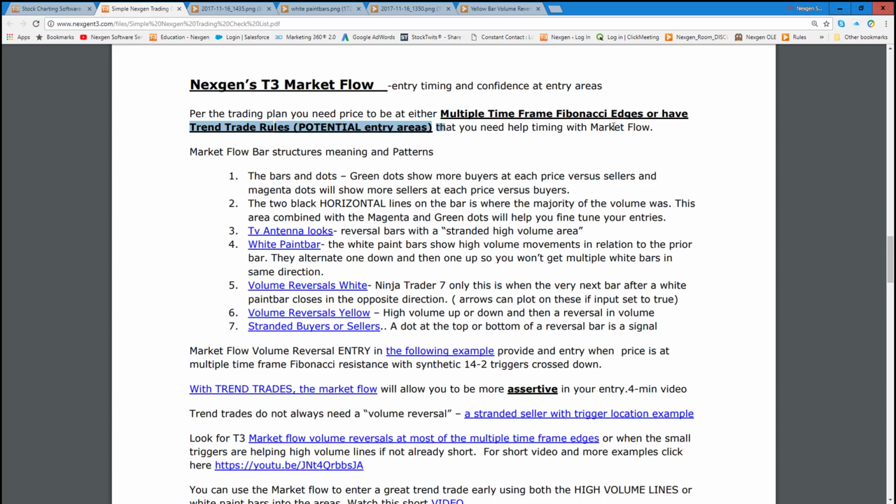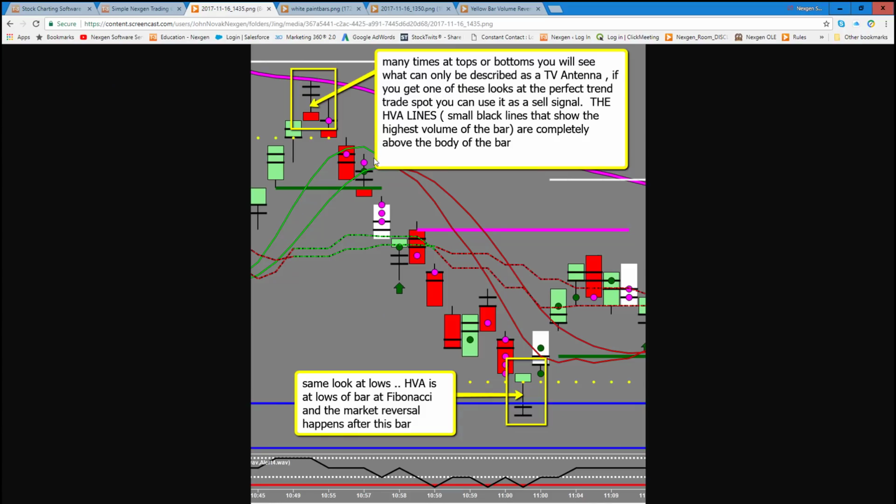And then what we'll do is we're going to look at our market flow. Now, there's a couple of different patterns that happen in the market flow that we use a lot for entries. So what we call antenna looks, essentially these two little black lines are representative of high volume areas inside of the bar. And what happens is with the range bars, and again, remember we're using a 5-range chart to help us pinpoint our entries, when we're looking to go short, we can have this bar structure happen and then we'll take a short position.